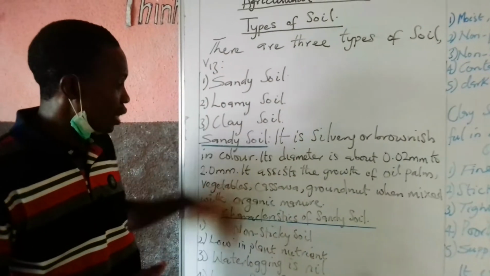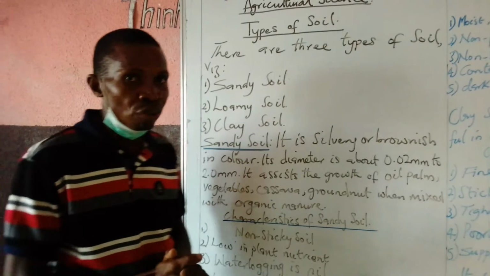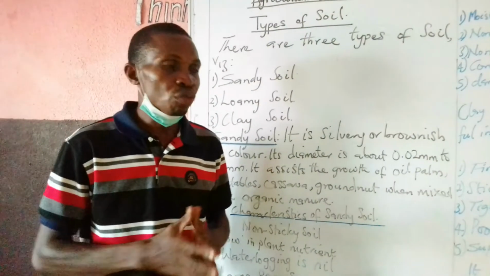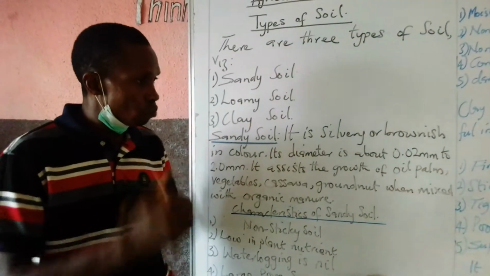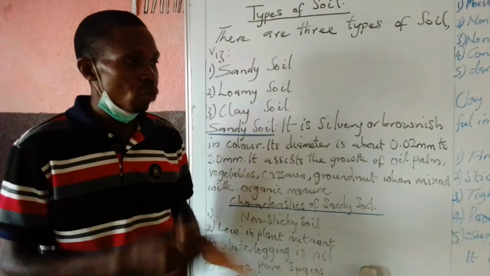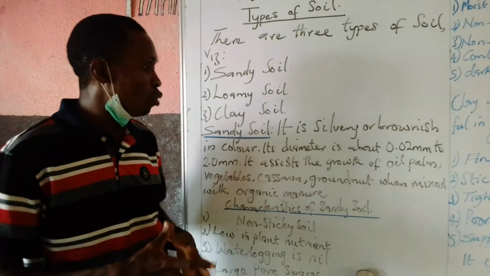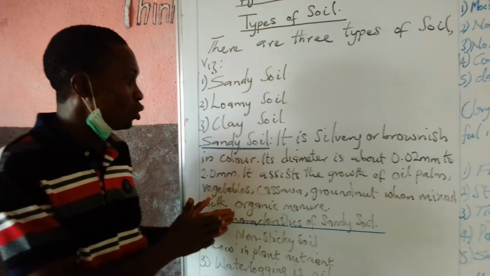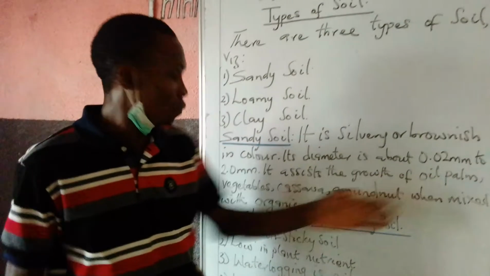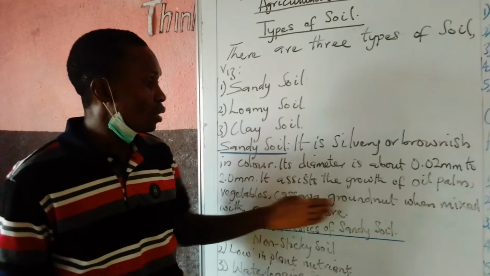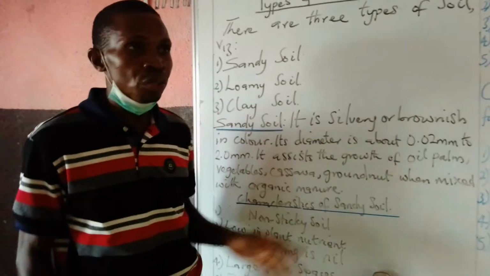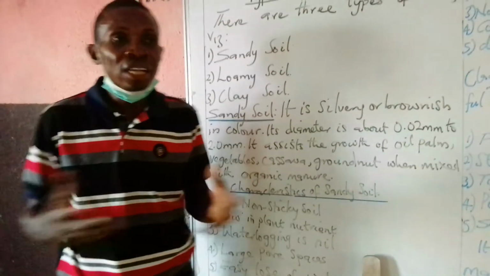So when you look at sandy soil, it's very good for building of houses, building of farm structures or farm buildings, and it's also very good for planting of your crops, particularly vegetable crops, when you mix it or improve it with organic manure. And so when you watch over here, we said it assists the growth of oil palm, vegetables, cassava, groundnuts, when mixed with organic manure. So you can do that even at home.